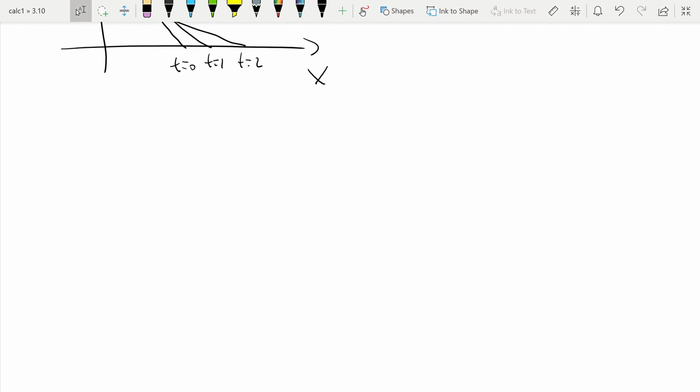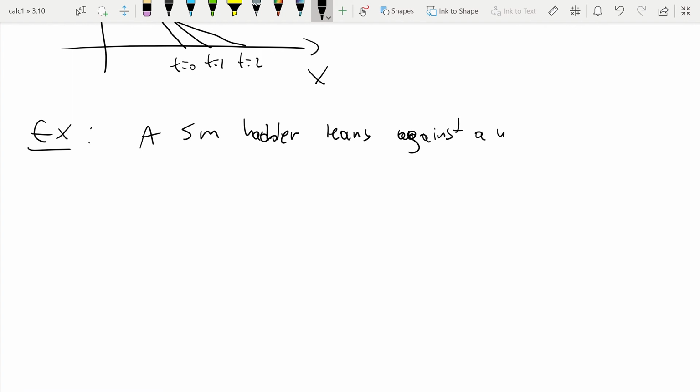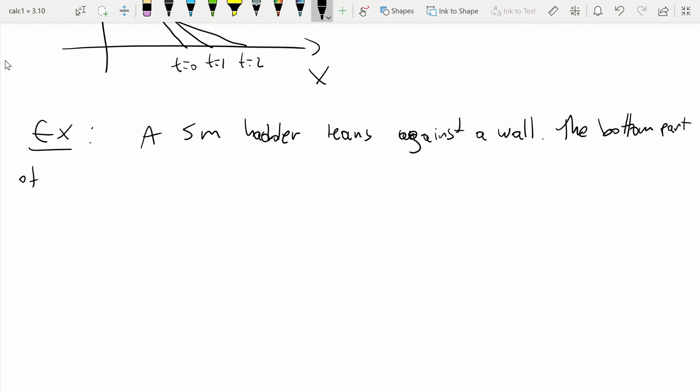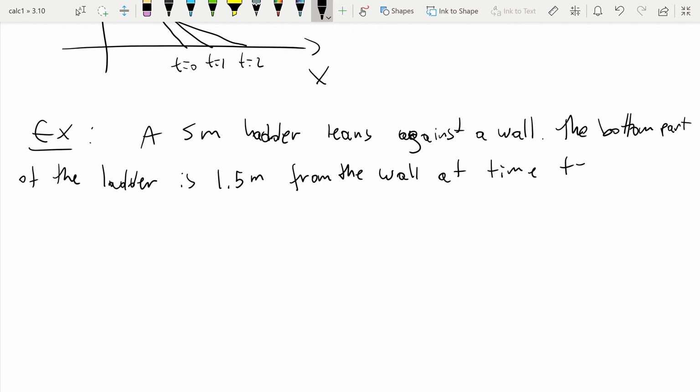So what is the problem? The problem is the following. We are given a 5-meter ladder that is leaning against a wall, and the bottom part of the ladder is 1.5 meters away from the wall at the beginning, so at time t equals 0.